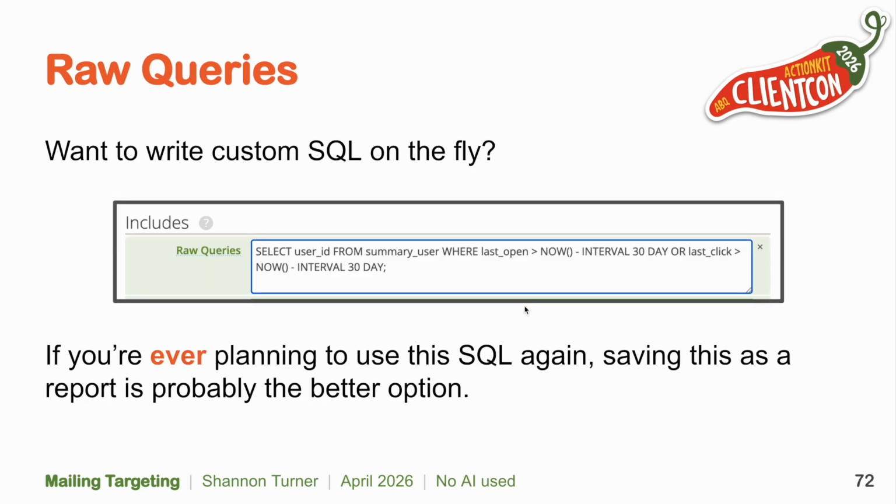Next up is raw queries. This allows you to write custom SQL and use it right in your targeting for your mailing. Now this is really useful in very limited circumstances, but honestly, if you're ever planning on using this SQL again some other time, it's probably a better idea to save that SQL as a report.